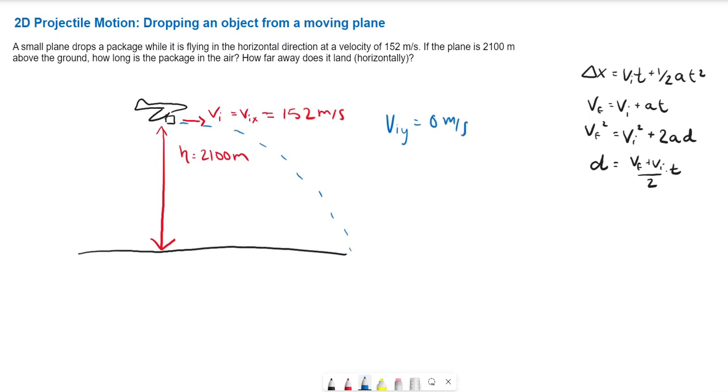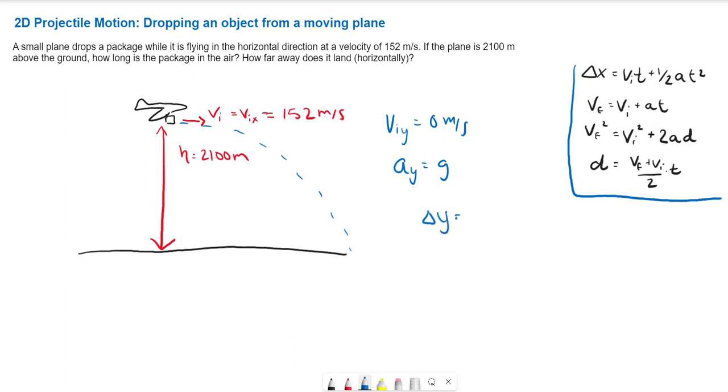So in the first part, we just want to find how long the package is in the air. We know the height, we know the initial components of velocity, and we know that our acceleration is going to be g, right? So just in the y direction, our acceleration is g. So a_y equals g. Now, given our kinematic equations, the best option is going to be the first one, but we use it for the y direction, so delta y equals v initial t plus 1/2 a t squared.